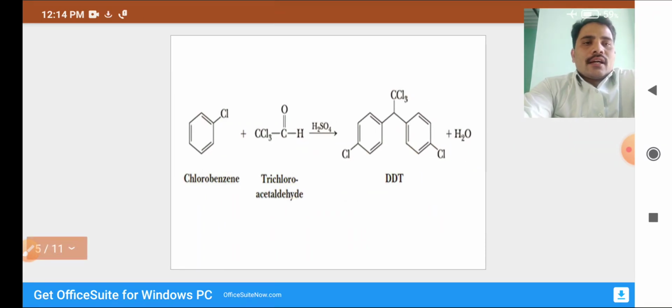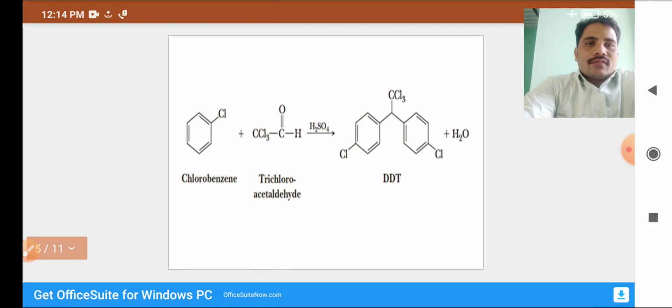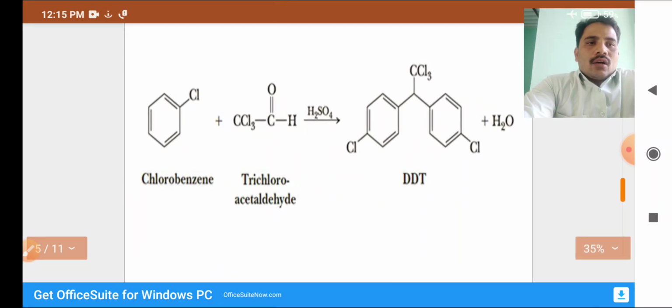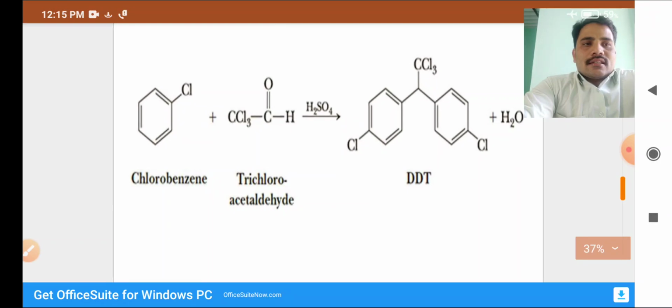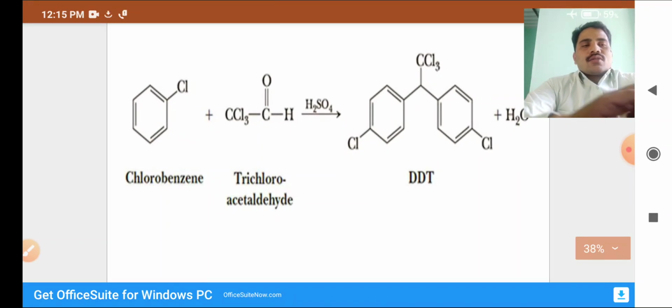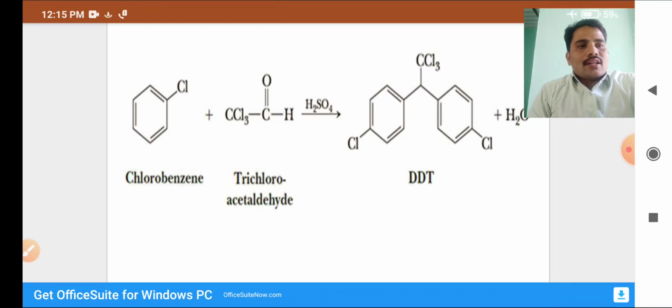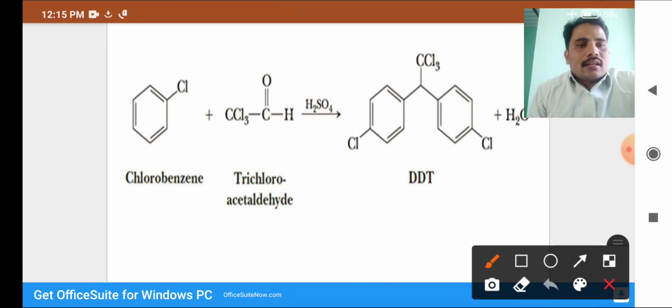How DDT is synthesized is one of the important topics. First we take chlorobenzene. Here there is only a single chlorine atom, and we call it monochlorobenzene, and trichloroacetaldehyde, in the presence of an aldehyde group. I am showing this here.